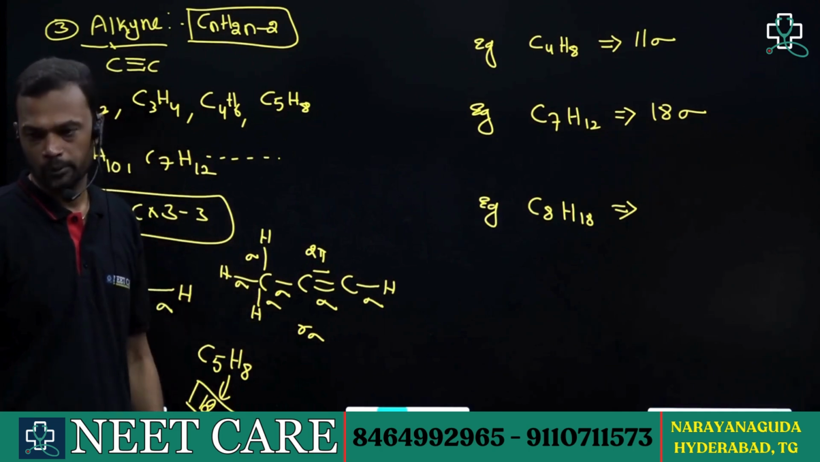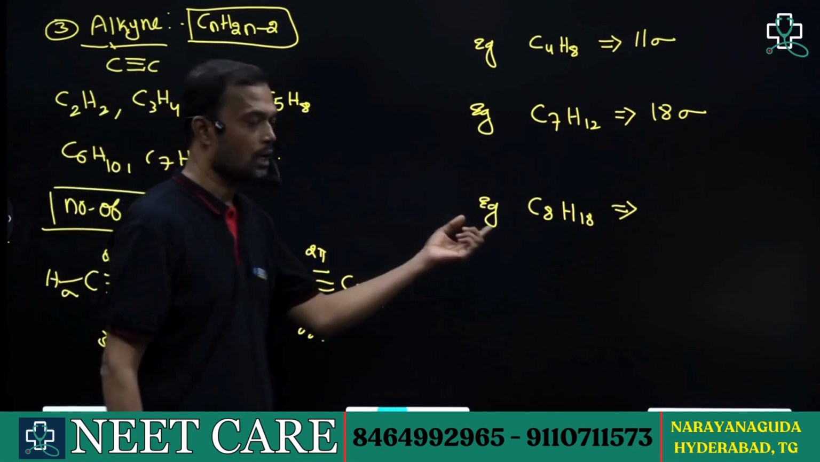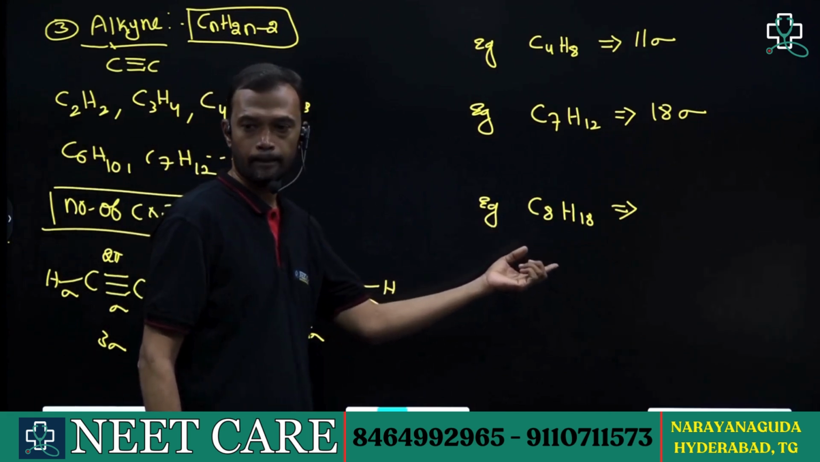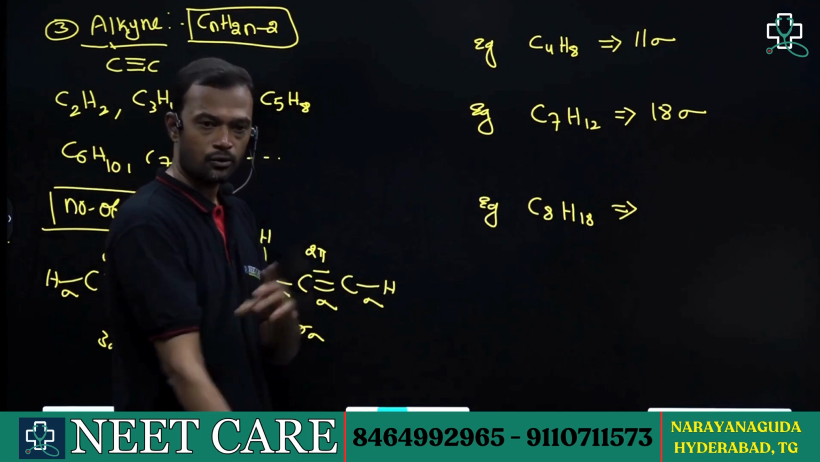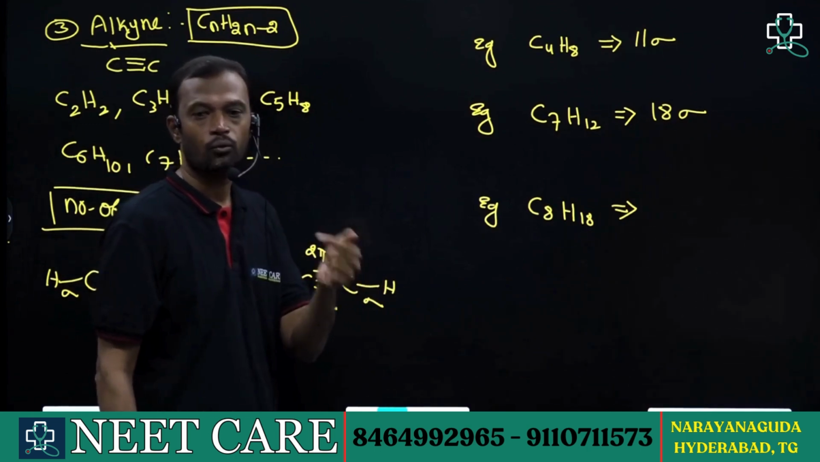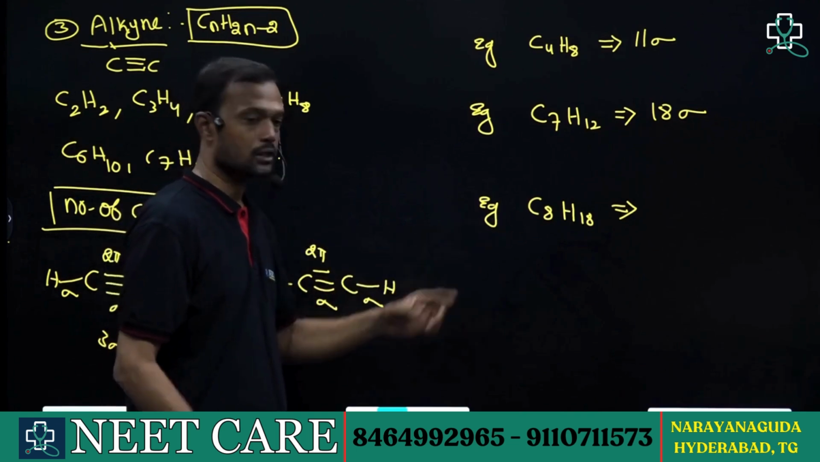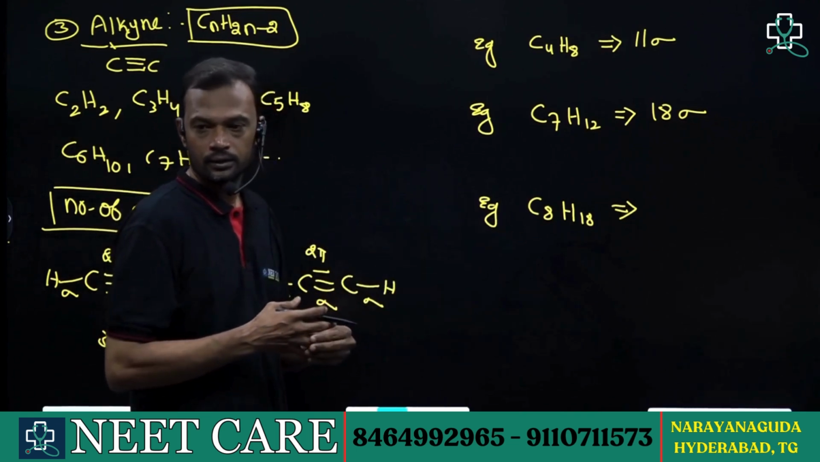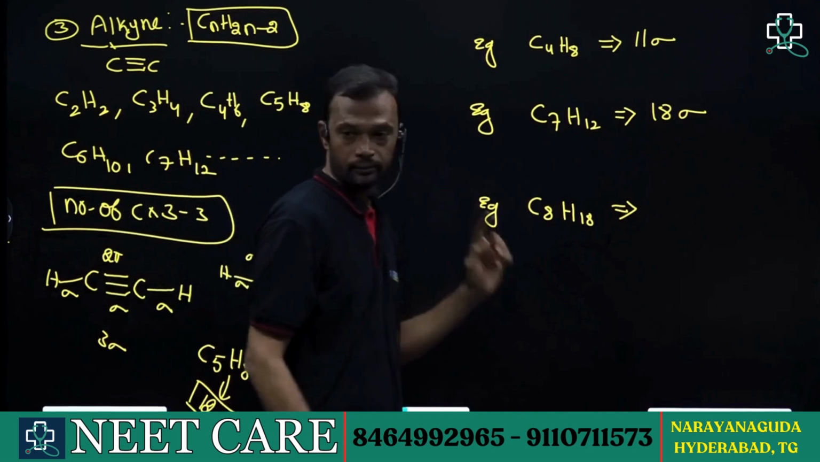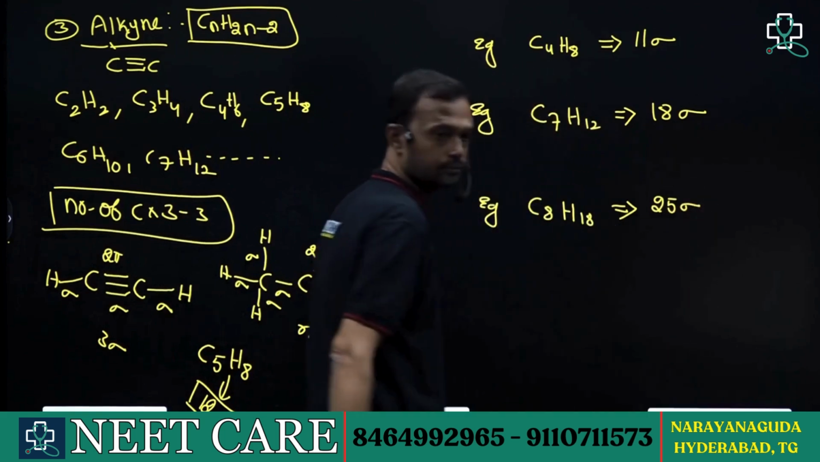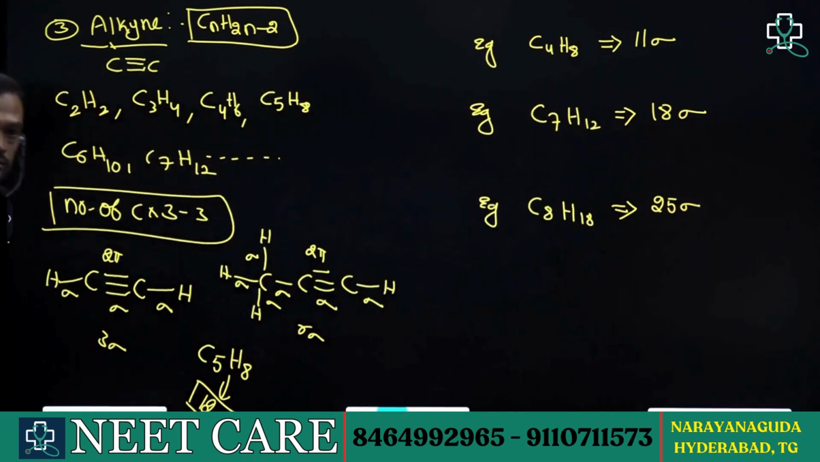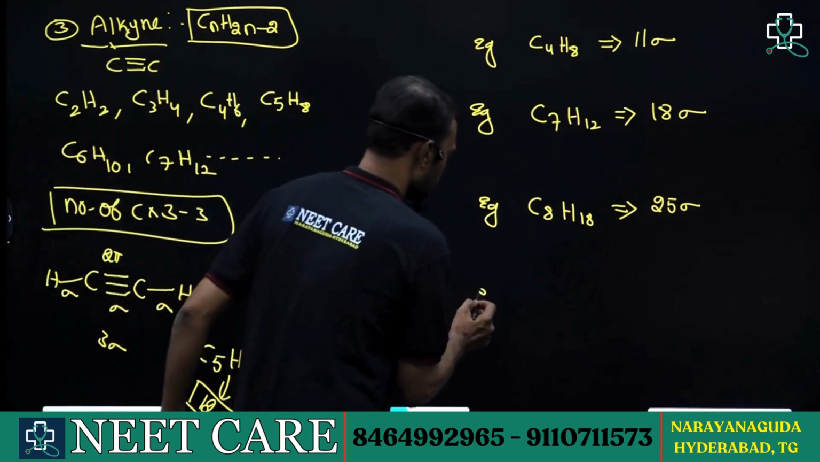To calculate suitable numbers, now, is it an alkane, alkene or alkyne? Alkane. So what is the formula for alkane? Number of carbons multiplied with 3 plus 1. So how many carbons are there? 8, so 24 plus 1, how much? 25 sigmas. Is it right? I will give one more, just say the answer.